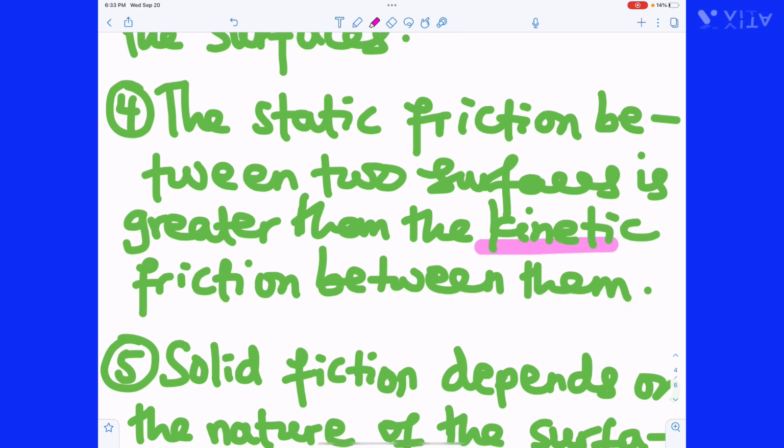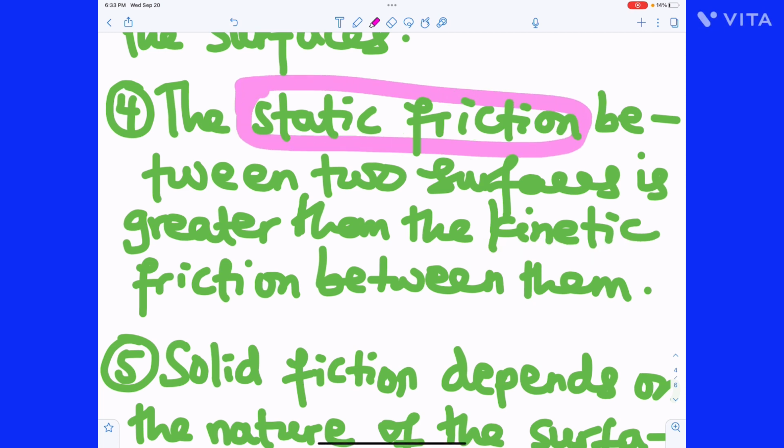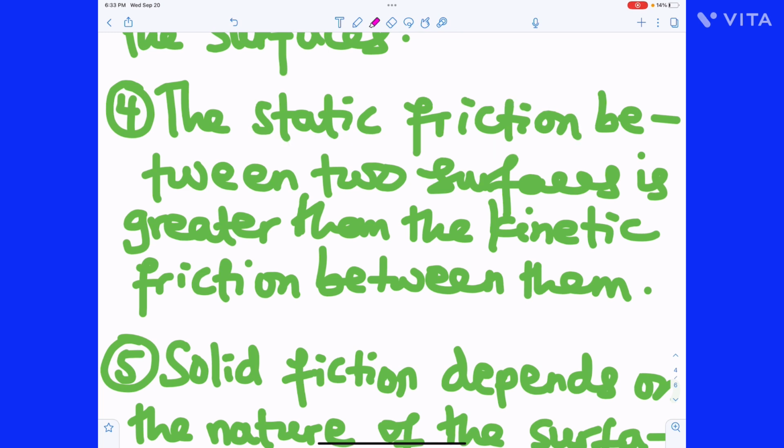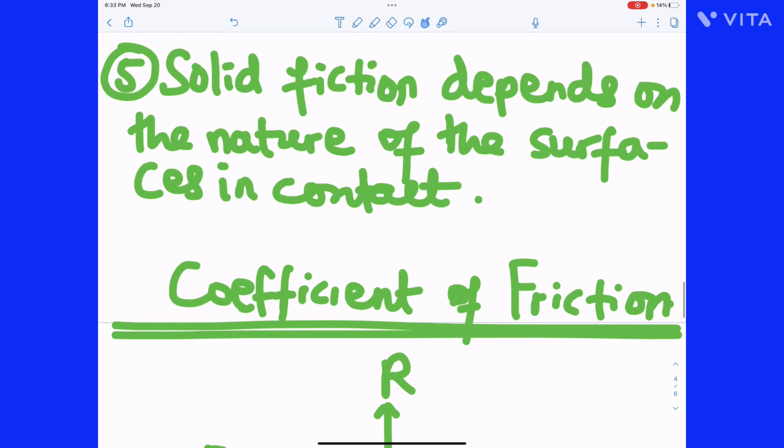The friction that you now experience between the two surfaces will be called kinetic or dynamic friction, or sliding friction. Sliding friction or kinetic friction is normally less than the static or limiting friction which you experience when the object is pushed from rest. So, that's the fourth law of friction.